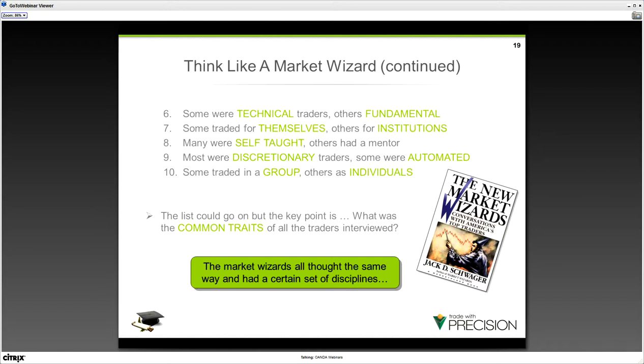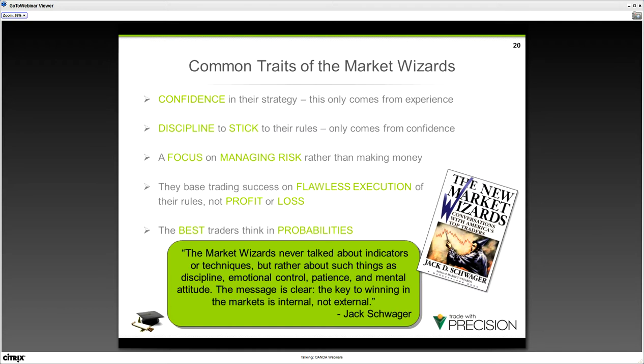So the main point being, did they all have a common trait that actually made them successful? And if so, what was the common denominator between all of these traders? And so the common factors that they all shared were really a couple of things. Okay, for one, they all had absolute confidence in their trade strategy, and this is only something that can come from experience. So as we continue to talk about trading strategy in these sessions, you can be rest assured that it's about you implementing the trade strategy properly and not the other way around.